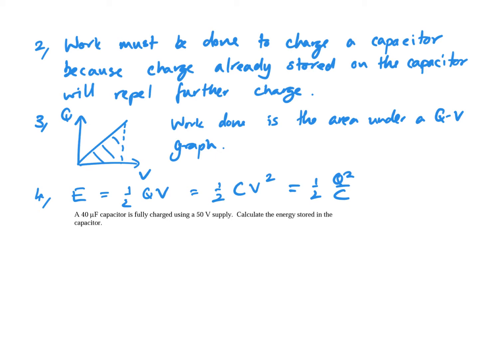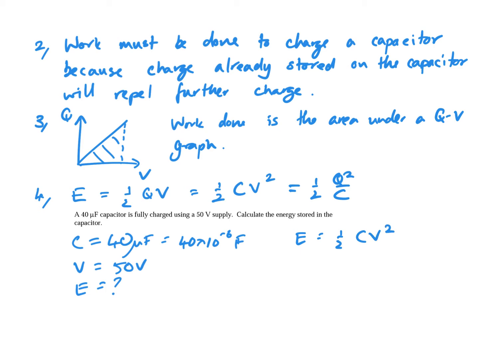So in this example, we're told the capacitance is 40 microfarads. Remember, convert your prefixes when you're listing your variables. And the voltage is 50 volts. And the energy stored then, we're going to use a half CV squared.